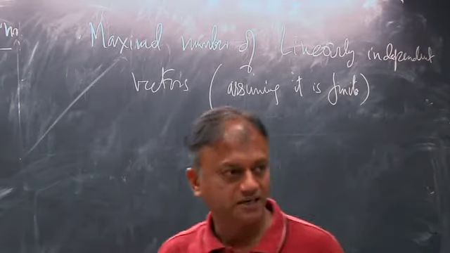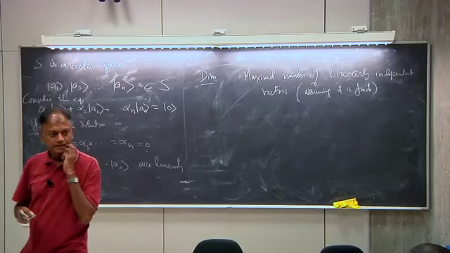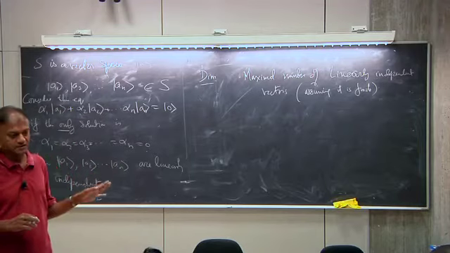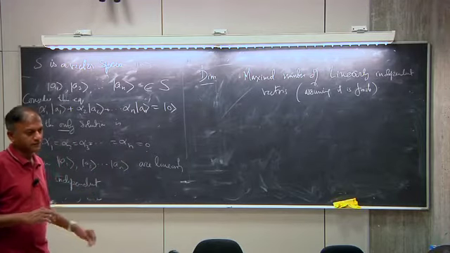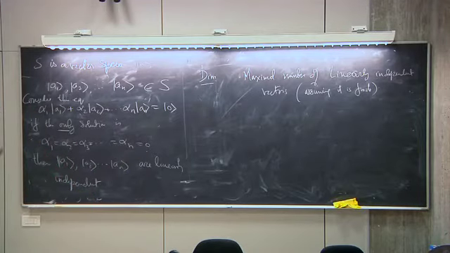In infinite dimensional vector spaces, one has to be more careful. When we talk about function spaces, one has to be a little bit more careful and specify much more. But in this chapter, I'll be mainly talking about finite dimensional vector spaces. Most of the discussion will be for finite dimensional. So it's a maximal number of linearly independent vectors.